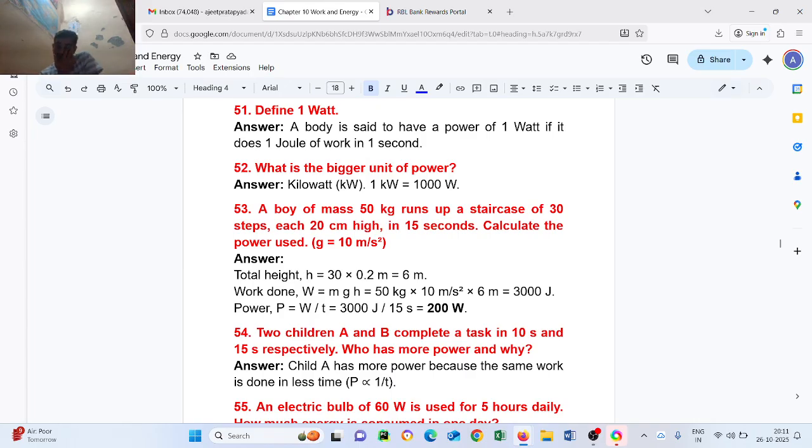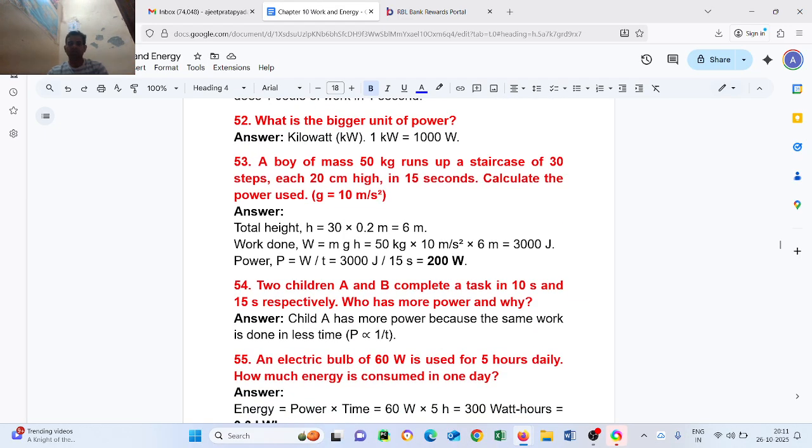Question number 53. A body of mass 50 kg runs up a staircase of 30 steps, each 20 centimeter high, in 50 seconds. Calculate the power using g equal to 10 meter per second squared. Total height h equals 30 multiplied by 0.2 meter equals 6 meter. Work done W equals mgh, 50 kg multiplied by 10 meter per second squared multiplied by 6 meter, equals 3000 joule. Power P equals W upon t. So power is 3000 divided by 15, and you will get 200 watts.